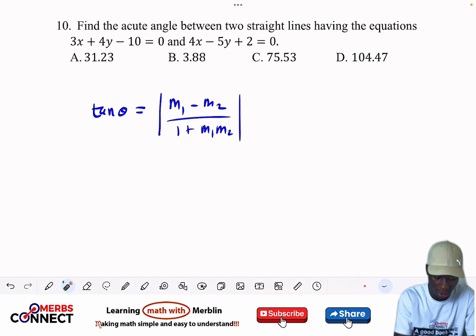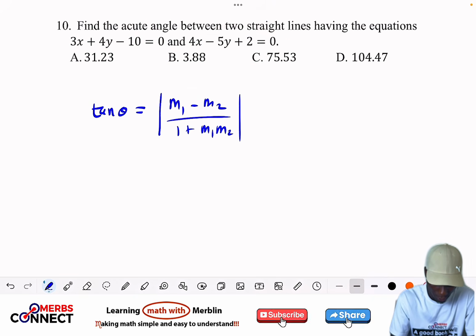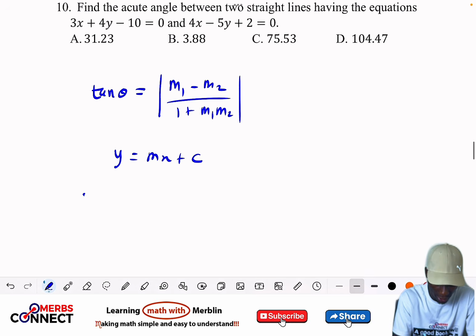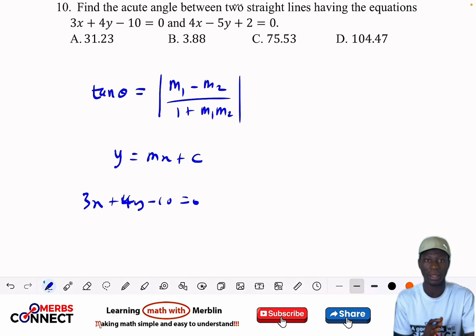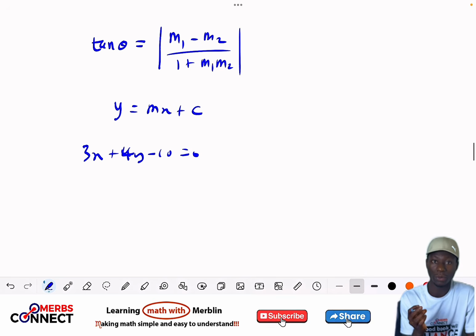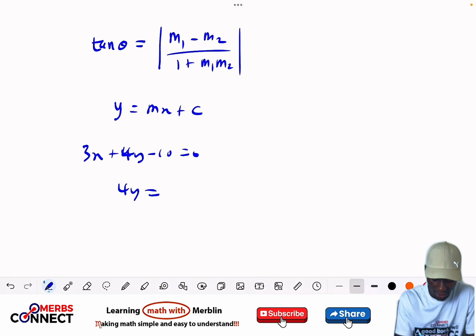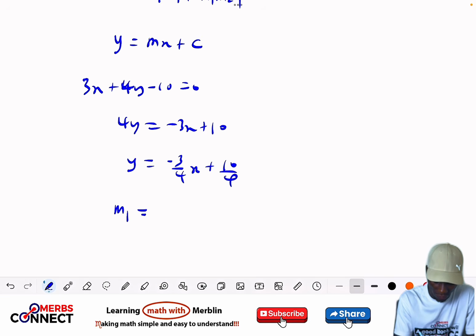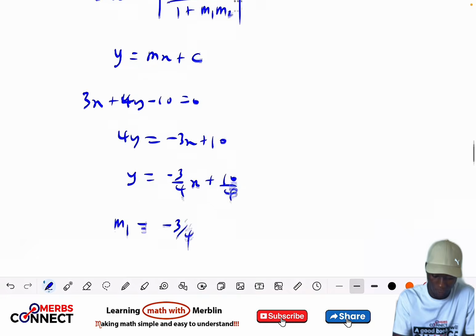So let's find the slope. m1 and m2 are the slopes. Let's find the slope of this, the slope of that. We know that for slope, we should have it in this form, mx plus c. So let's pick 3x plus 4y minus 10. What do you think the slope will be? We need to make y the subject. So 4y is equal to minus 3x plus 10. Divide through by 4 and have minus 3 divided by 4x plus 10 over 4. So I can pick my m1 from here and have it to be 3 over 4.